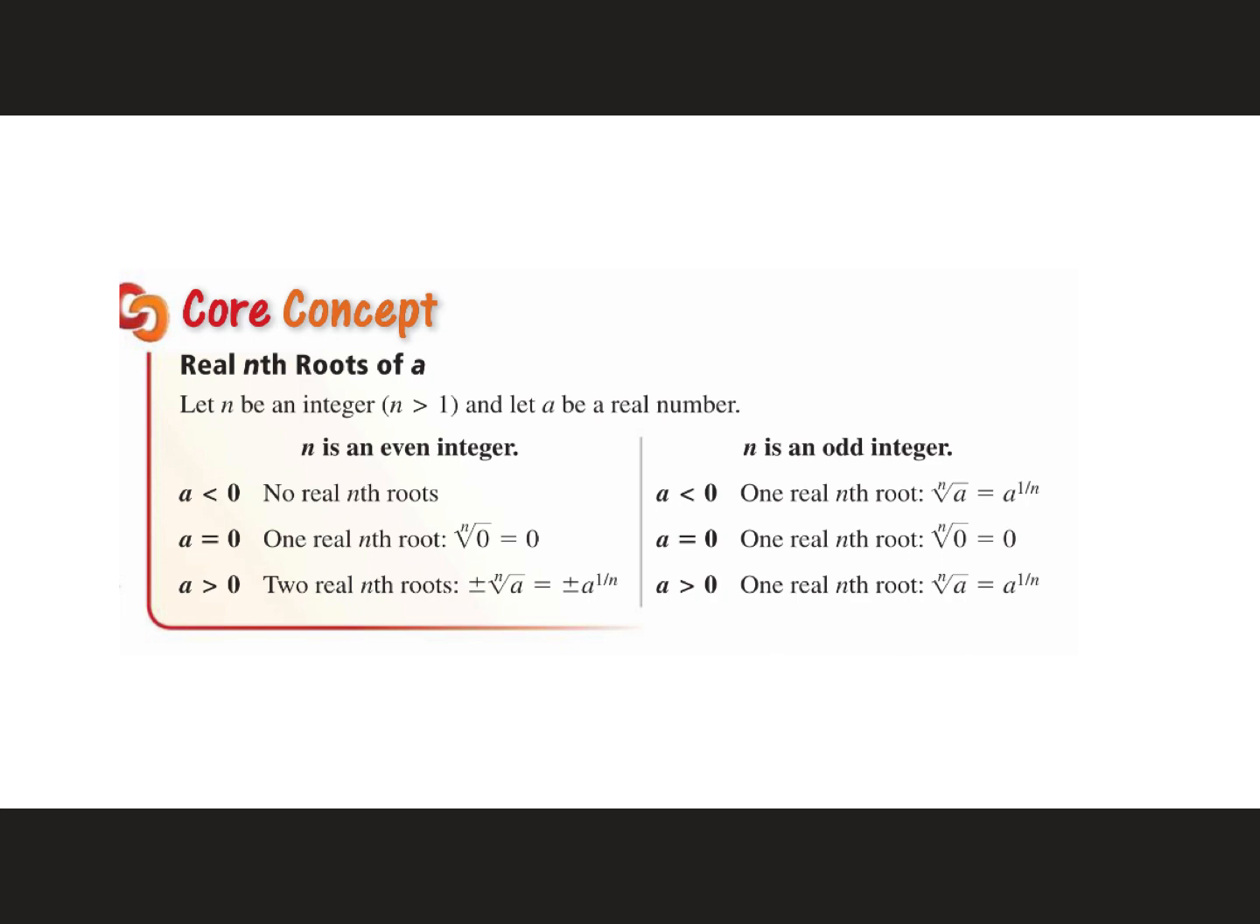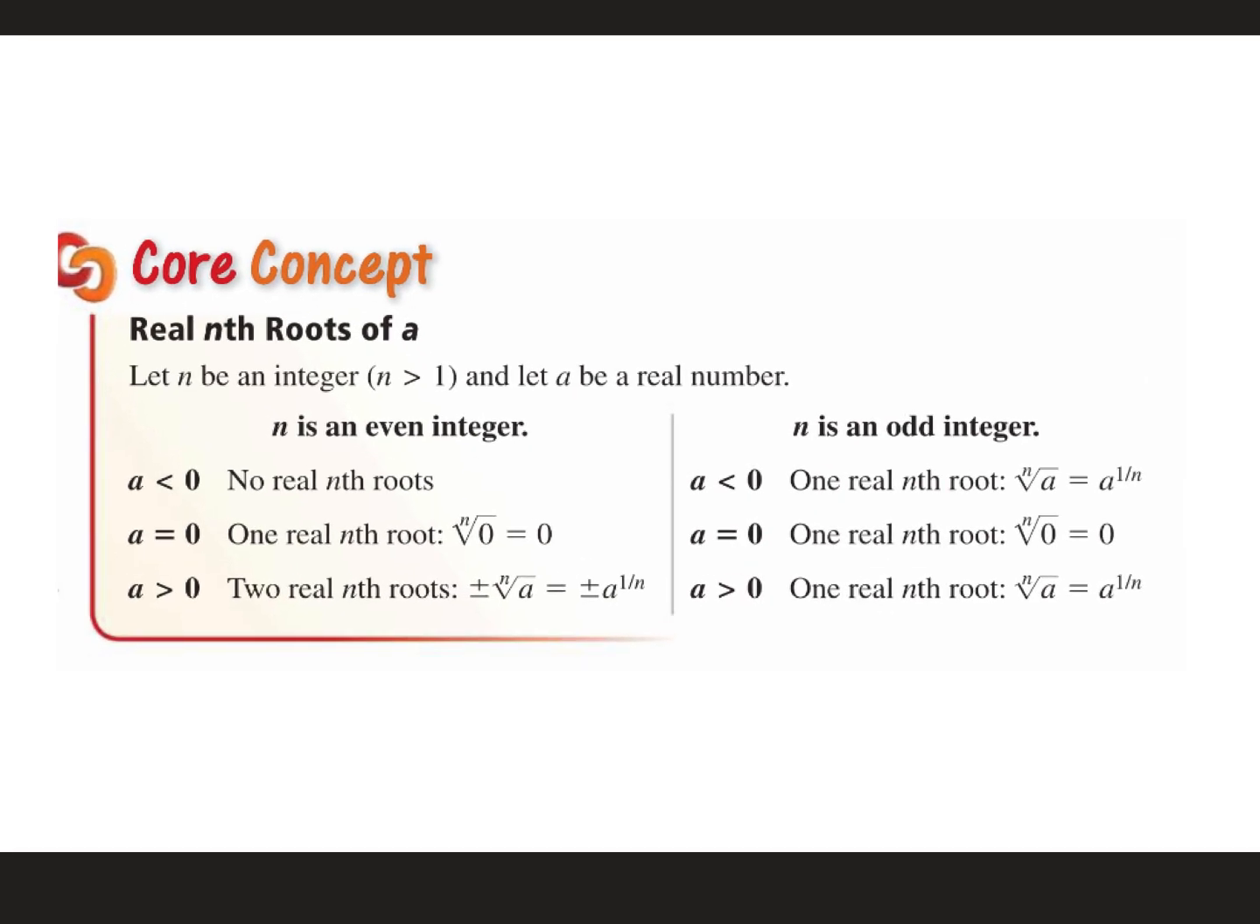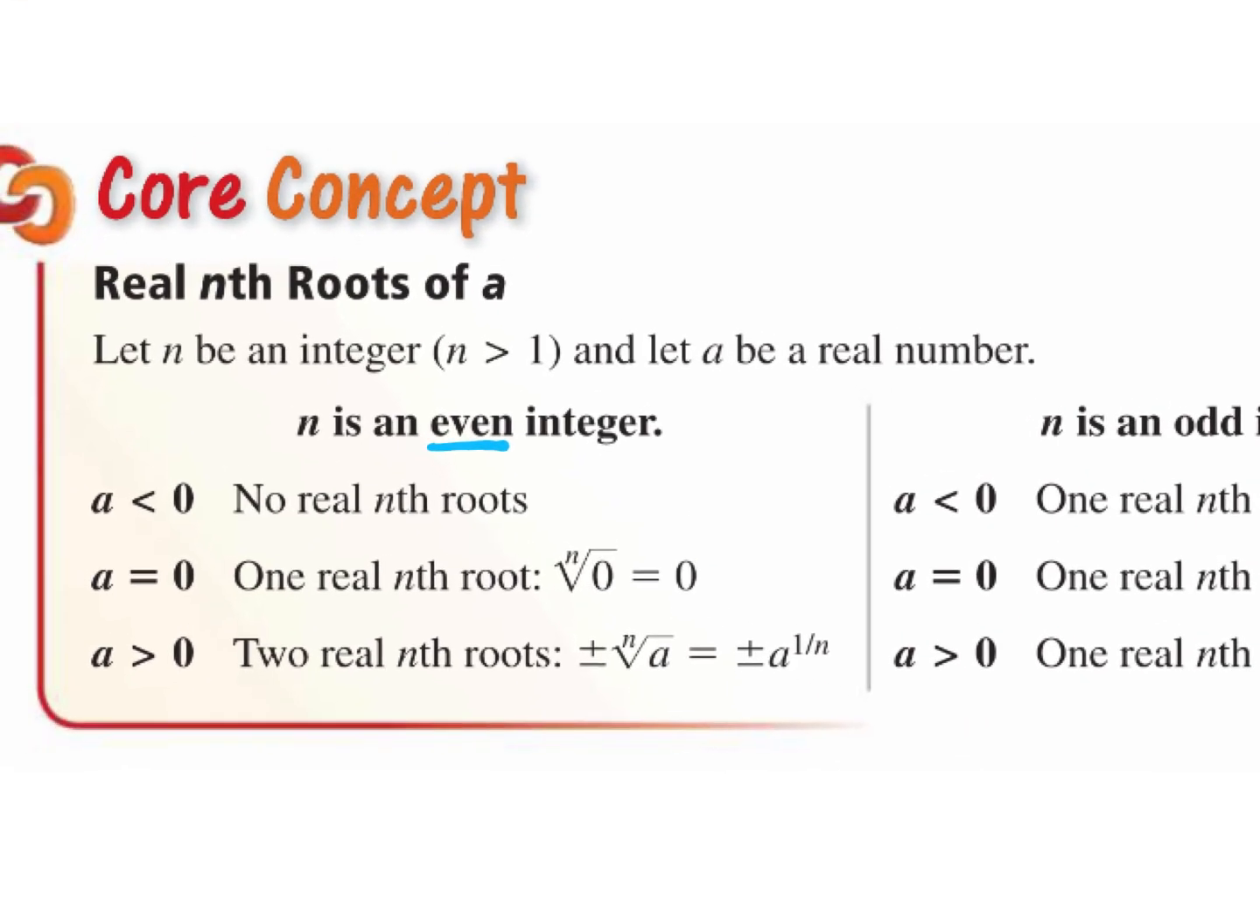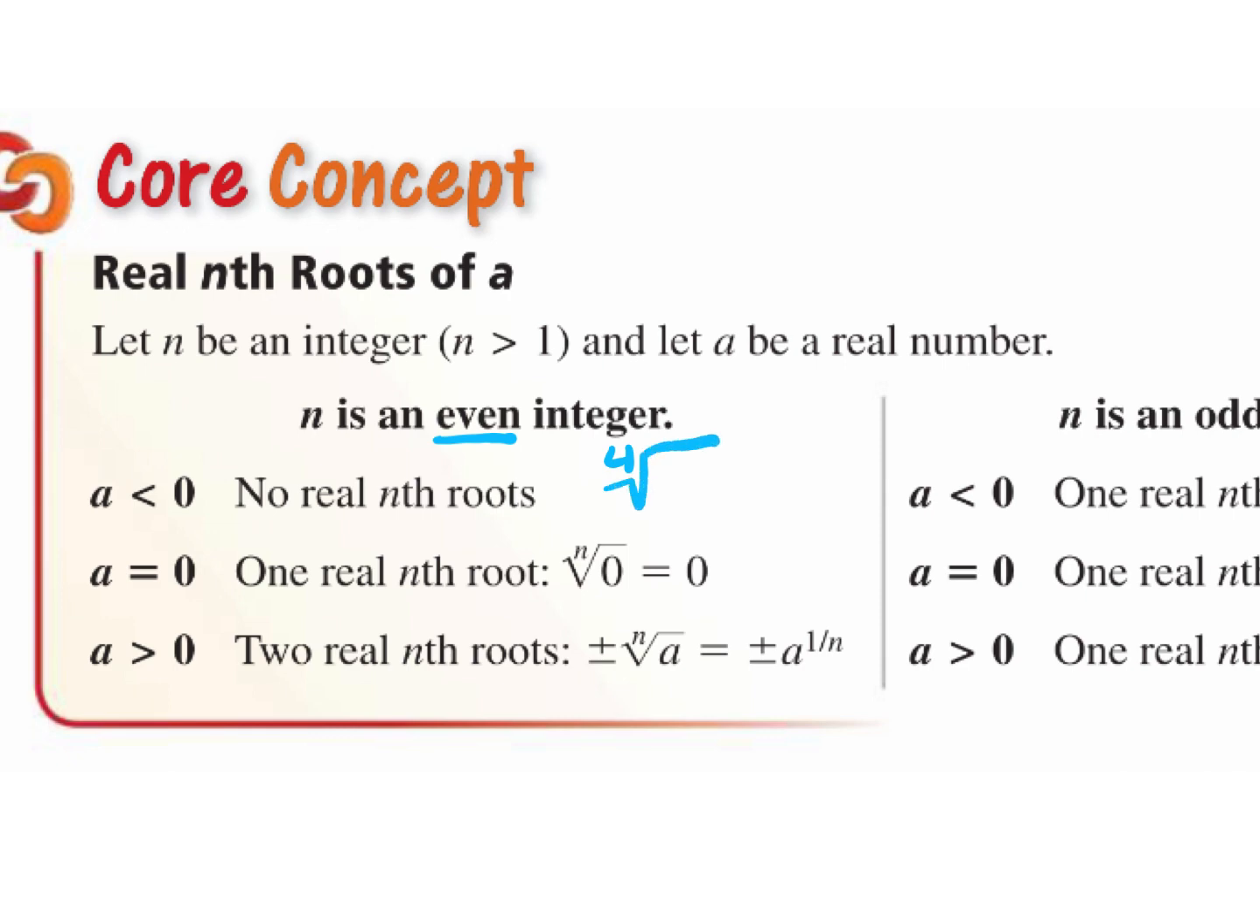So we have different rules depending if our index is an even number or an odd number. So if it's an even index, let's say I was taking the fourth root of a negative number, so the fourth root of negative 8. We can't take an even root of a negative number because this would be imaginary. We've done it before where we had like the square root of negative 4, and we know that that would be 2i. So these would be imaginary, so we would say no real solution. So when our index is even, we can't take the even root of a negative.